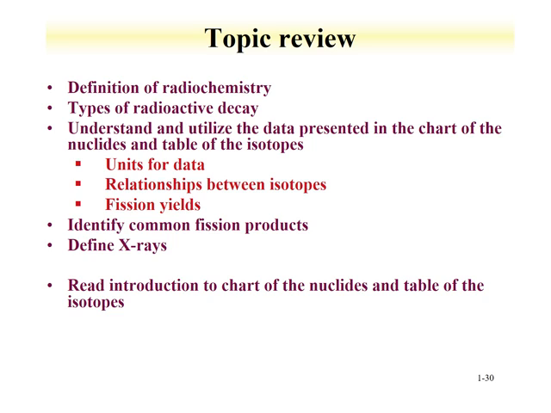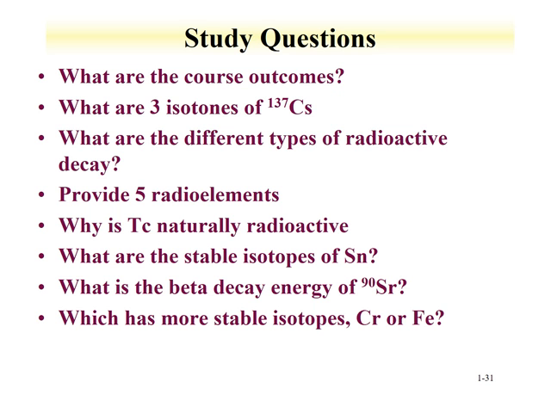Okay, so let's review what we went over in this lecture. We defined radiochemistry. We talked about different types of radioactive decay. We discussed the data that's presented in the chart of the nuclides and the table of the isotopes. And we identified things about fission products, photon emission. As a reminder, you should read the introduction to the chart of the nuclides and the table of the isotopes. Here are some examples of questions that you should be able to answer from what we discussed in the course. This was something that we can bring up in our discussion section.